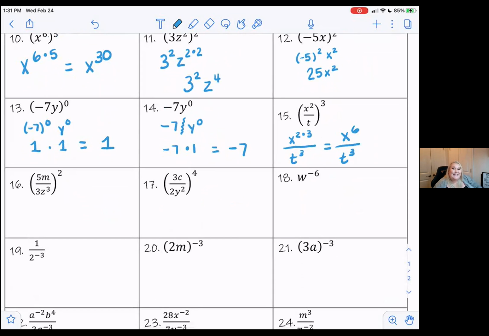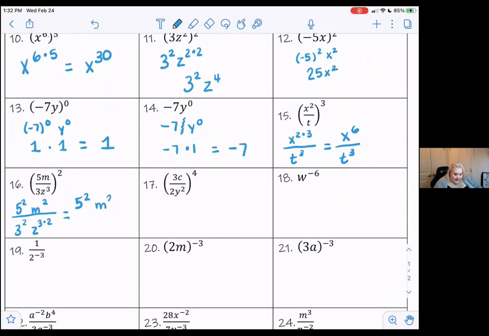For number 16, we're going to first distribute the square. So I've got 5 squared, m squared, 3 squared, and then z to the third squared by multiplying by 2. We're leaving it in exponential form, so we're going to leave it as 5 squared, or we could write 25 if they asked for standard form.